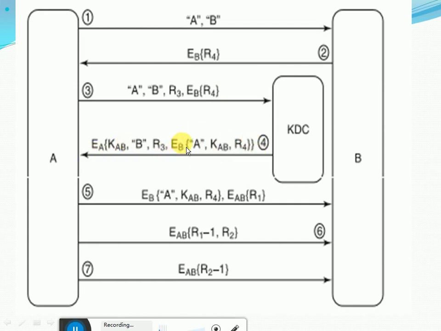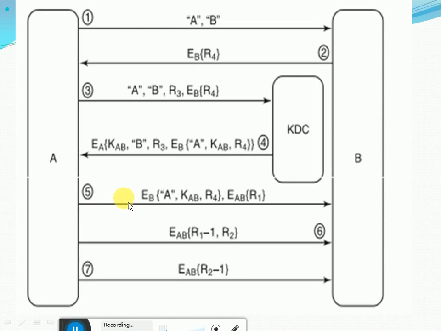Apart from this information, A will also get the session key information, B's identity, and the newly generated nonce R3. Now this nonce was actually generated by A, which is encrypted using A's secret key by the KDC. In this whole activity, the KDC is not generating any nonce. So once A gets this reply back, A obtains this information because this whole thing is encrypted using A's secret key, and this particular information, it is not possible for A to decrypt it.